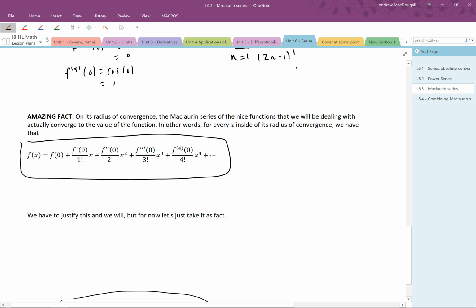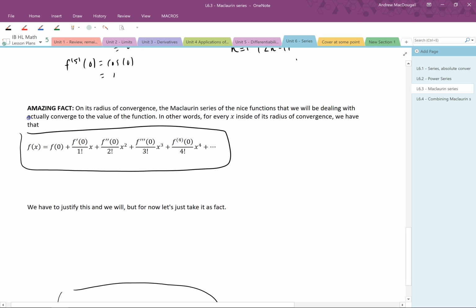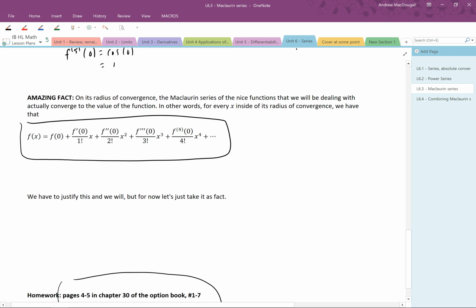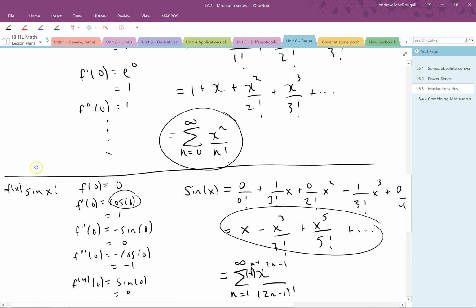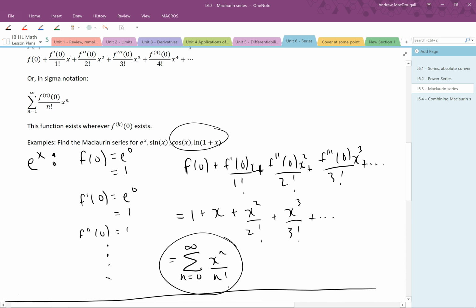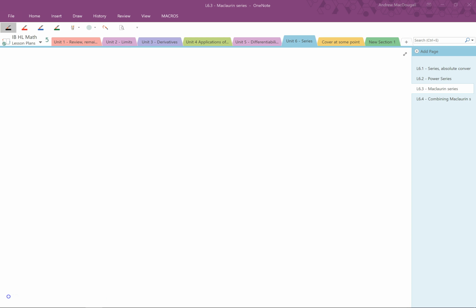For now, just think of it as a formula that you use to generate a power series from a known function that you know how to differentiate, and accept that on its radius of convergence, the Maclaurin series that we are going to be dealing with actually converge to the function. And note that for sure the ones we're going to talk about, for instance, e to the x, sine of x, cos of x, and ln of 1 plus x, they converge for all the x values in their domain.